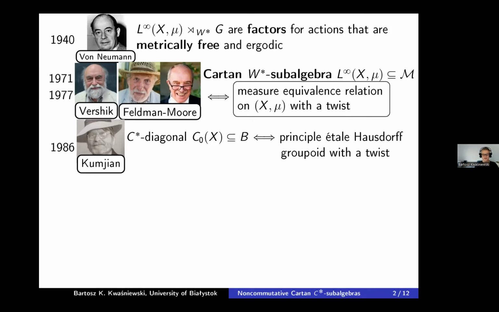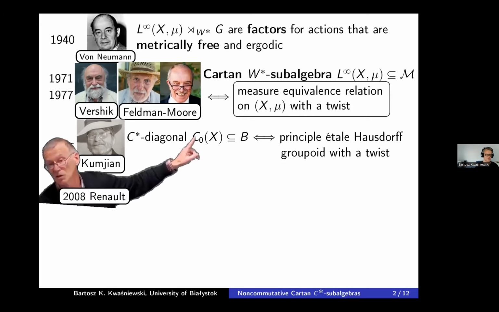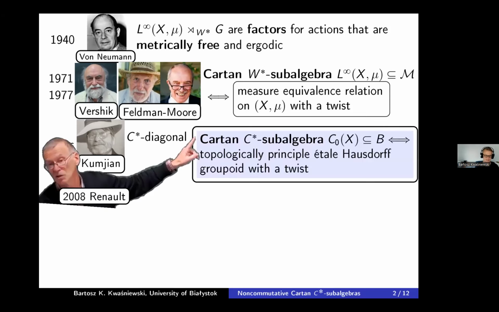Principal groupoid means, in essence, just an equivalence relation. In a sense, he characterized this kind of topological setting, there is a topology, I will mention it soon. But that was maybe too strong a condition. This was not corresponding to metrical freeness, but rather to freeness. And it was Renault who gave a slightly more general definition, which embraces all the important examples. So he introduced this notion of Cartan C*-subalgebra.